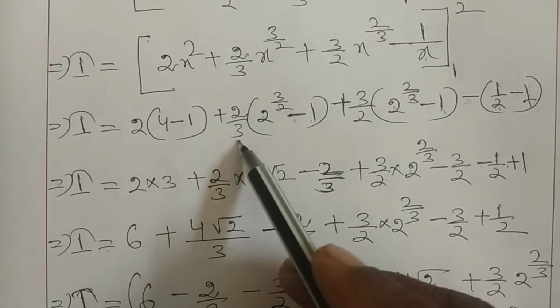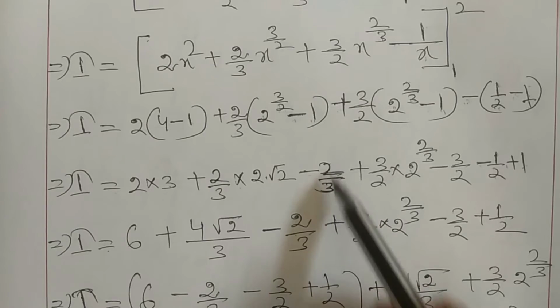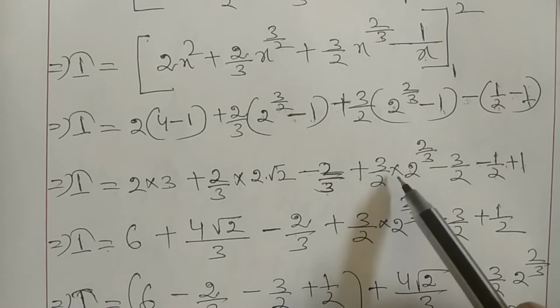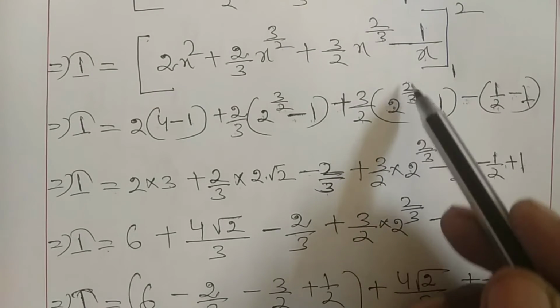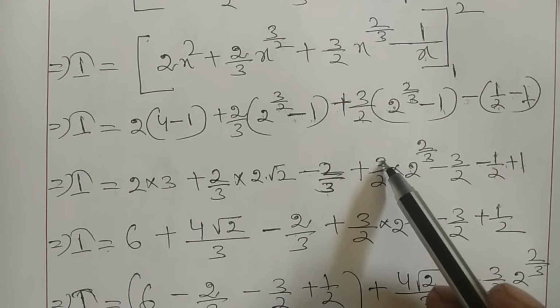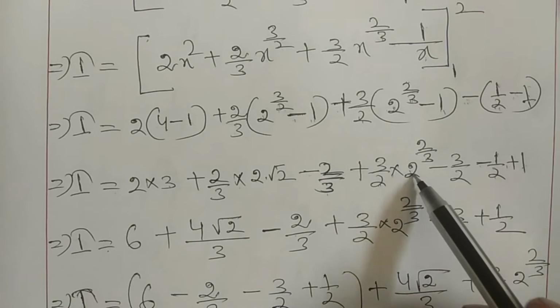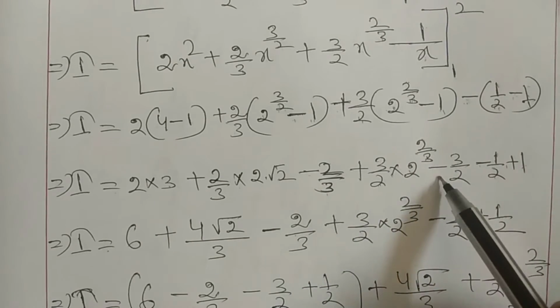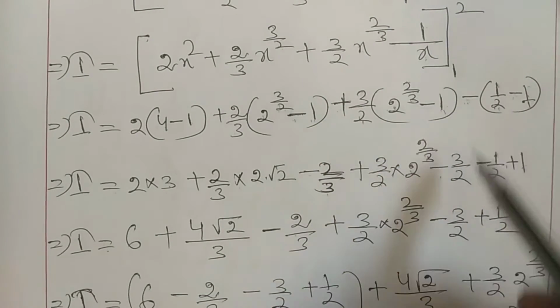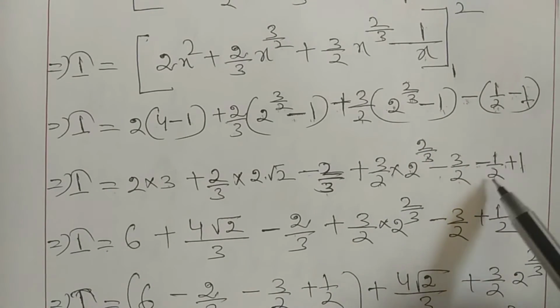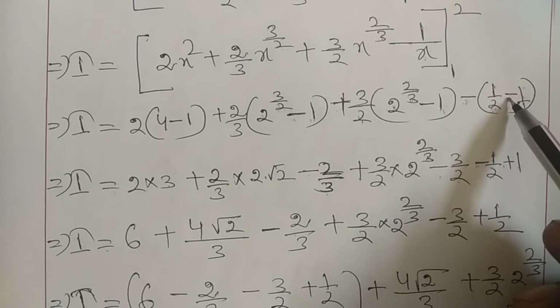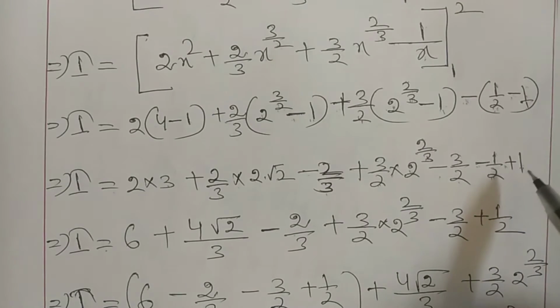here 2/3 into minus 1, so here minus 2/3 plus 3/2 into 2^(2/3), here 3/2 into 2^(2/3) minus here 3/2 into minus 1, so this is minus 3/2, and here minus 1/2, so this is minus 1/2, and minus into minus, this is plus, so this is plus 1.